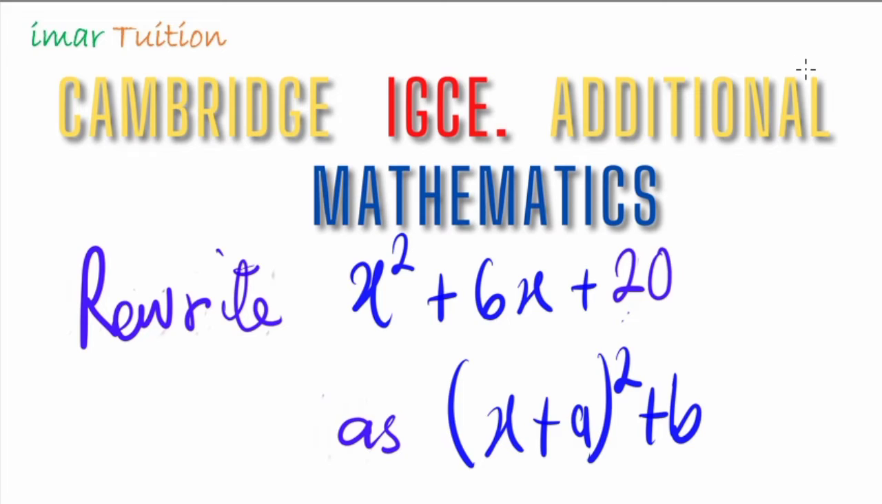What we need to do here is to simply factorize the equation as much as possible while leaning towards achieving (x plus an integer) squared plus another integer. Without further ado, let's dive right into the solution.